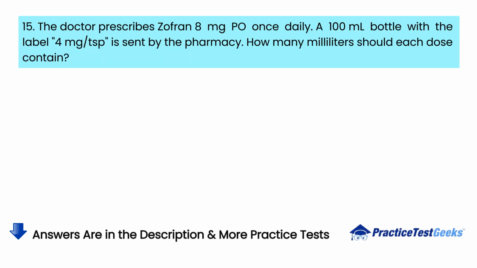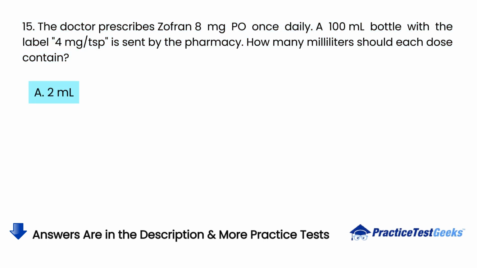The doctor prescribes Zofran 8 mg PO once daily. A 100 ml bottle with the label 4 mg/tsp is sent by the pharmacy. How many milliliters should each dose contain? A. 2 milliliters. B. 10 milliliters. C. 5 milliliters. D. 8 milliliters.